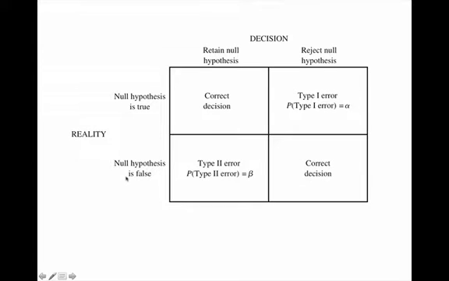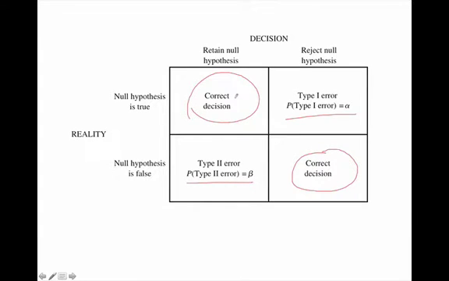In any hypothesis testing situation, there is a potential for two correct decisions. I can retain a null hypothesis that is true, so I can correctly conclude that there is no difference between my means, and I can make a correct decision when I reject the null hypothesis. I can say that I have found a true difference between the means. But the alternatives are these two errors.